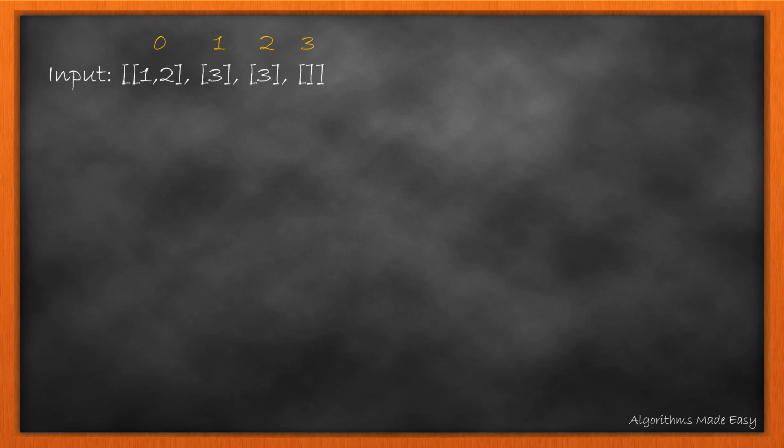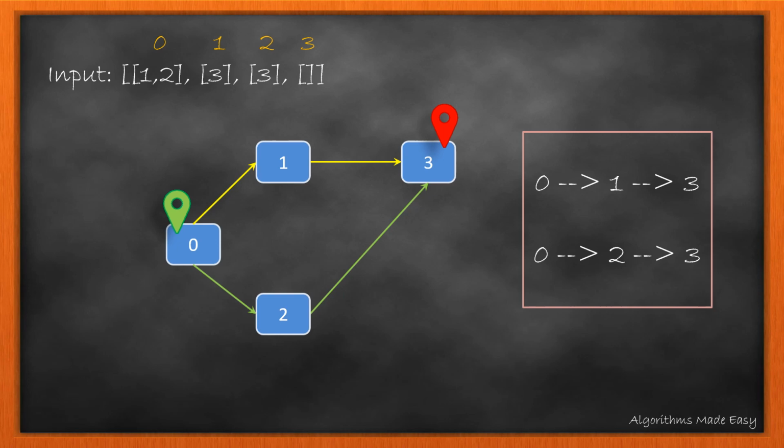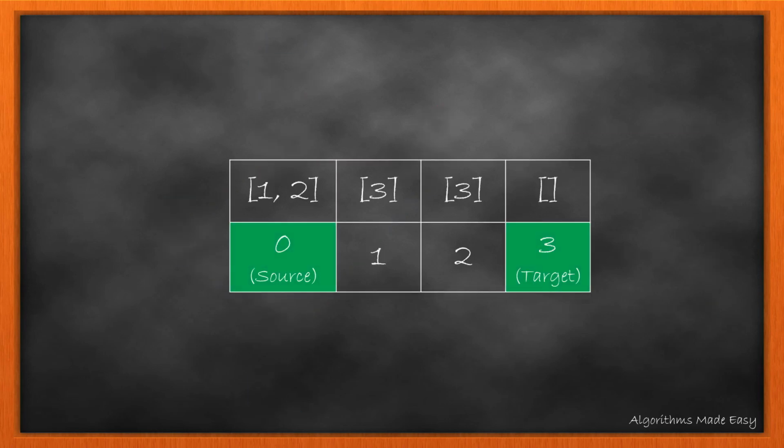Let's start creating the input graph. The source node here will always be node 0. Now, as we have the values 1 and 2 at index 0, this means node 0 is connected to node 1 and 2. Similarly, node 1 is connected to node 3 and node 2 is also connected to node 3, with node 3 being the end node. Now we need to find the path between node 0 and node 3. We can see we have two paths, one being 0 to 1 to 3 and the other being 0 to 2 to 3.